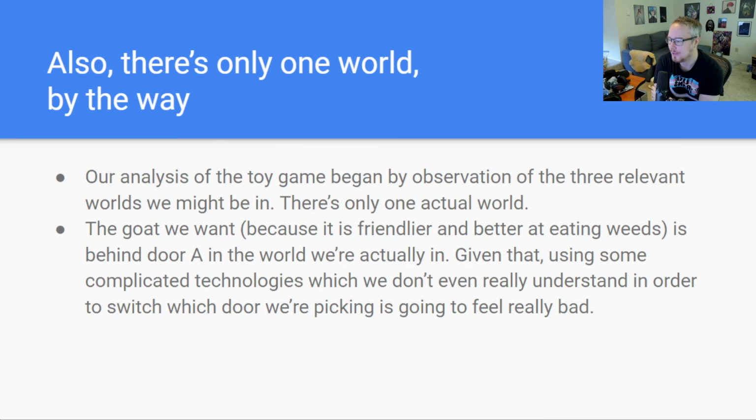So, our analysis of the toy game began by observation of the three relevant worlds we might be in. There's only actually one world, and the goat we want, because it is friendlier and better at eating weeds than the goat we don't want, is behind door A in the world we're actually in, I've just decided. And given that, using some complicated technologies which we don't even really understand in order to switch which door we're picking is going to feel really bad. I picked door A. It has my new goat, Frank, behind it, and I would like to have my goat now.